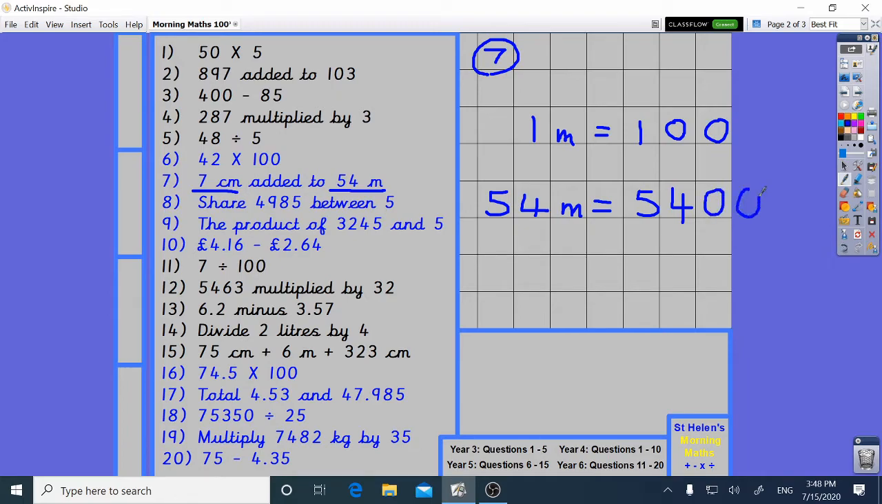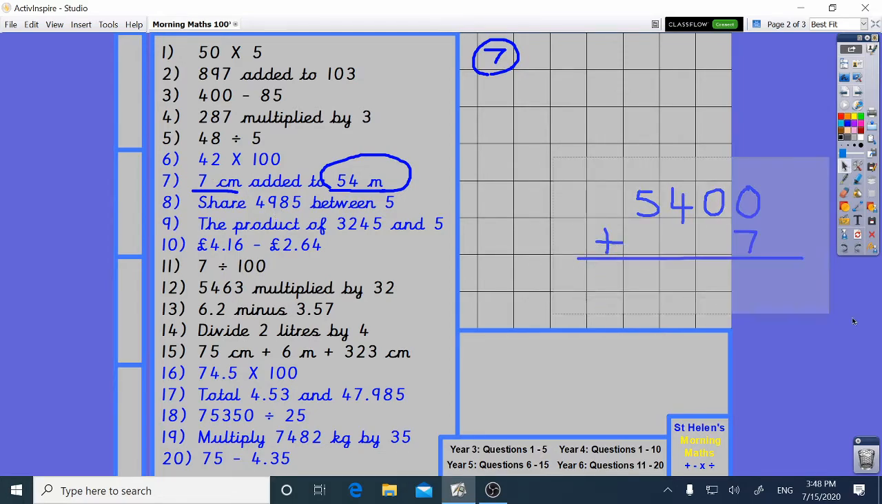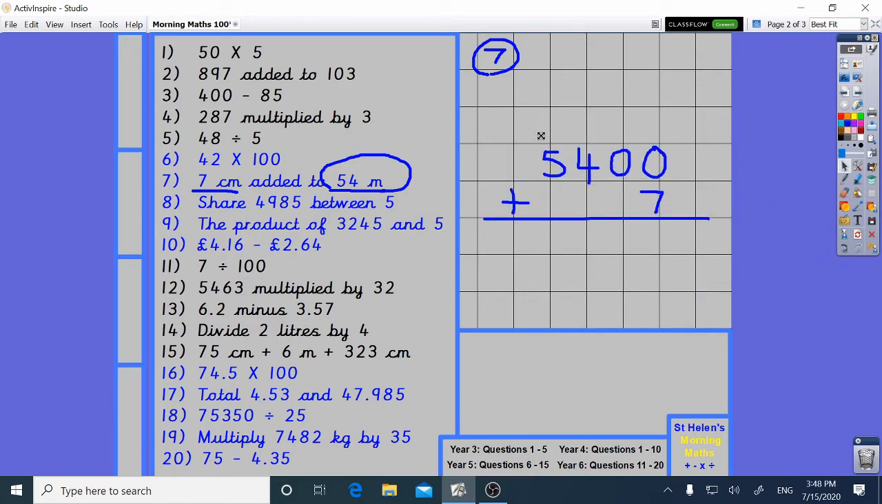5,400 centimetres. So if you're going to do this question in centimetres, you need to change this 54 metres into 5,400 centimetres, which is 5,400. So I'm going to use those 5,400 and I'm going to add 7 centimetres. So it's going to be 5,407. That's going to be my answer.